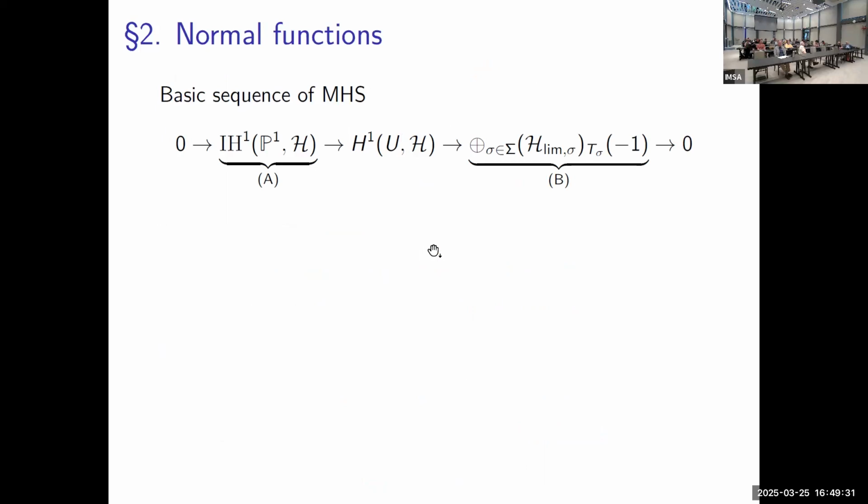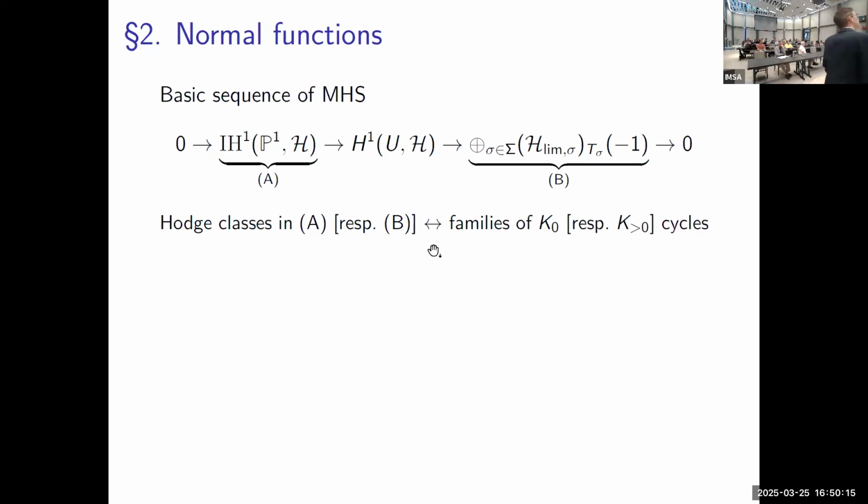So there's a basic sequence of mixed Hodge structures that tells you how to compute the Hodge classes in H1 of U with coefficients in H. And on the left, you have IH1 of P1 with coefficients in H, which are the classes that extend in a nice way across the singularities. The sections that don't extend in a nice way across the singularities have residue maps to the right-hand term, which is the direct sum over the singularities sigma of the monodromy covariants in the limiting mixed Hodge structures at each of those singularities. And then you do a Tate twist by -1. Okay, that adds (1,1) to its Hodge type.